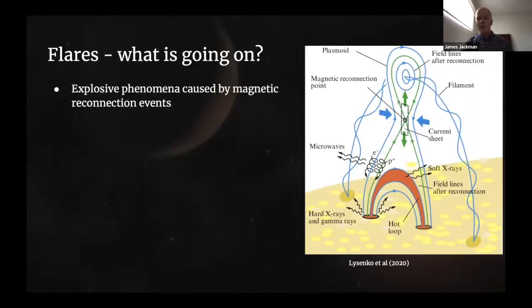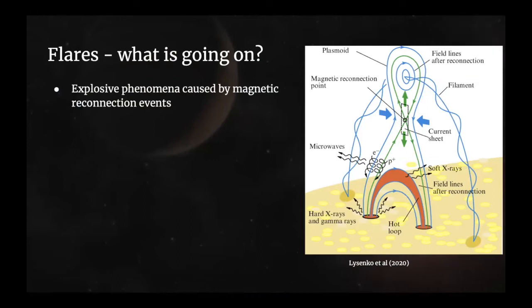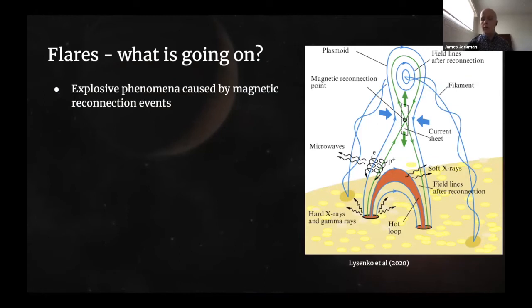What is going on? What is a stellar flare? Well, the one-line summary of a stellar flare is that it's an explosive phenomenon caused by a reconnection event in the magnetic field of a star. And shown here on the right-hand side is a cartoon of the standard model of solar flares. And stellar flares are believed to be analogous to solar flares.